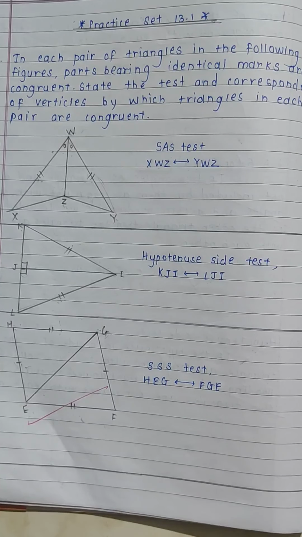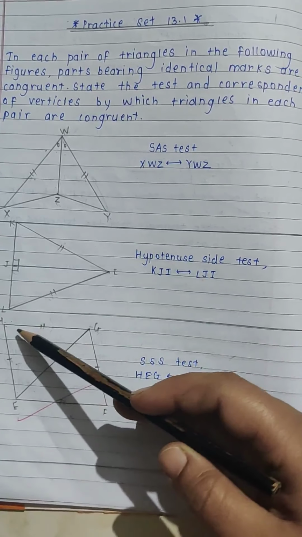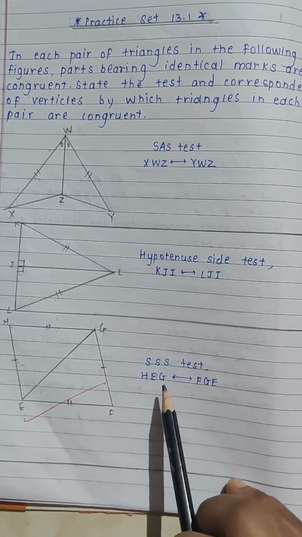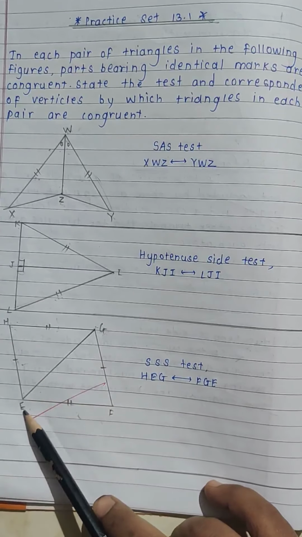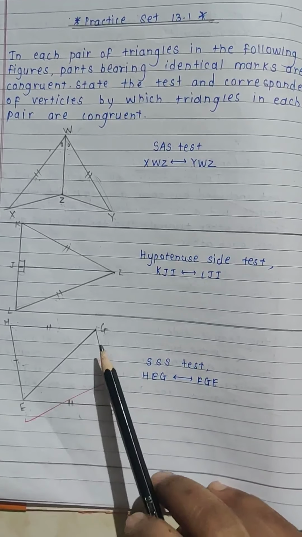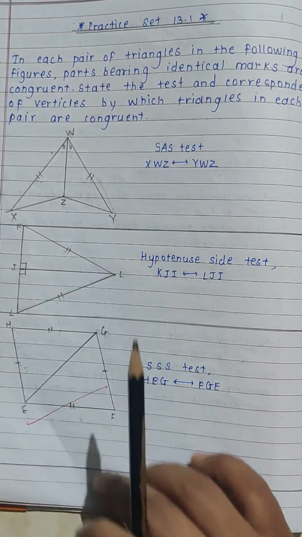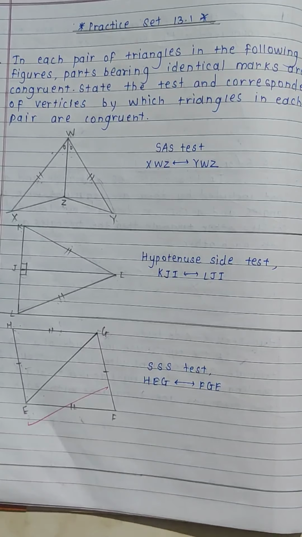And one-to-one correspondence is, when you just flip this, F will coincide with H. So H, F, G. At the same time, we'll have E with G and G with E. If we cut and paste it to overlap this, we will have these one-to-one correspondence.